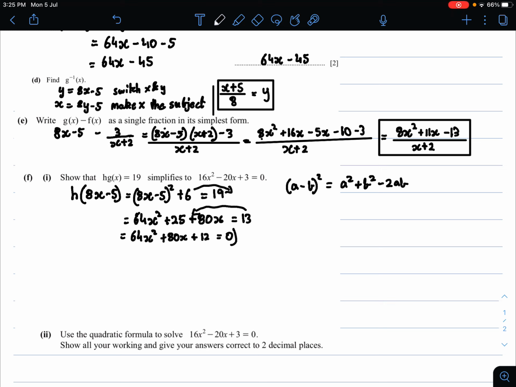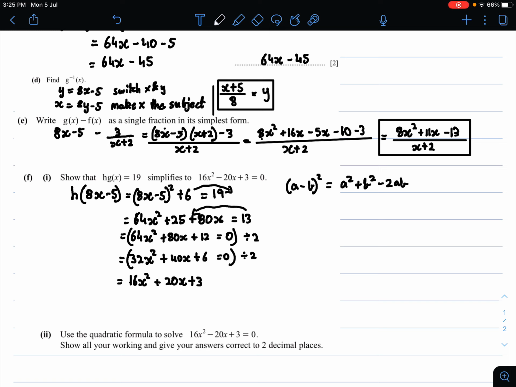So what we can do now is we can divide the whole equation by 2. So 64 divided by 2 would be 32. 80 divided by 2 would be 40. And 12 divided by 2 would be 6. Now once again we can divide the whole thing by 2. 32 divided by 2 would give us 16x square, 40 divided by 2 would give us 20, and 6 divided by 2 would give us 3.